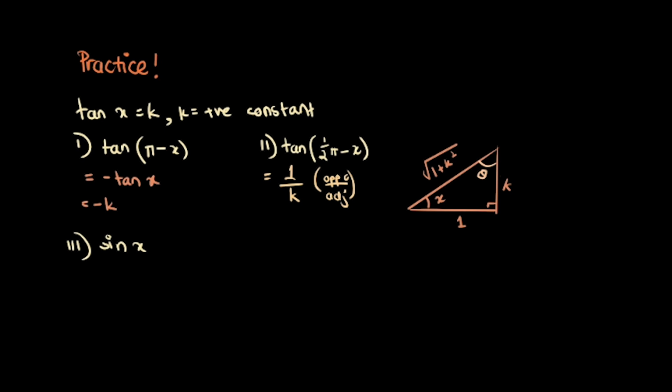Now, in the last instance, they're asking for sine x. We make use of the Pythagoras theorem to find the expression for the hypotenuse. Plugging that into the function, we end with k by root over 1 plus k squared.